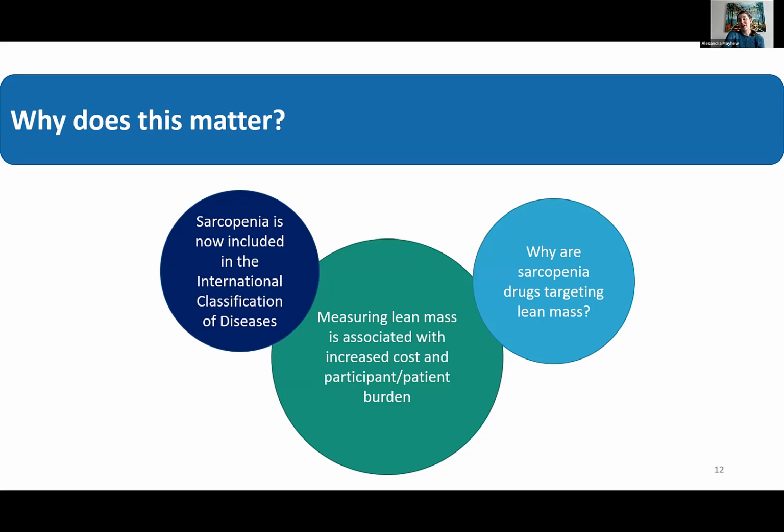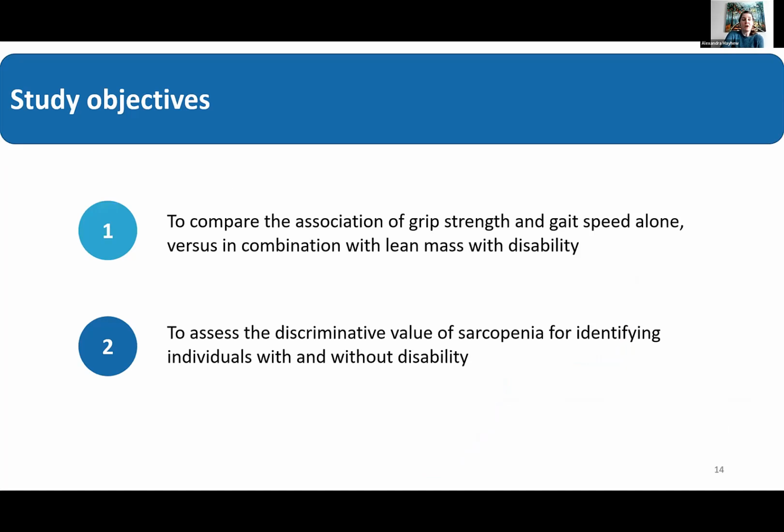However, if lean mass is not really contributing to those associations with adverse health outcomes, how do you justify the increased cost and the participant or patient burden associated with measuring lean mass? And furthermore, there are quite a lot of different drugs being developed for sarcopenia, and the vast majority of them have lean mass as their outcome that they're trying to improve. But again, if lean mass in itself is not really contributing to the association of sarcopenia with health, is that really an appropriate target?